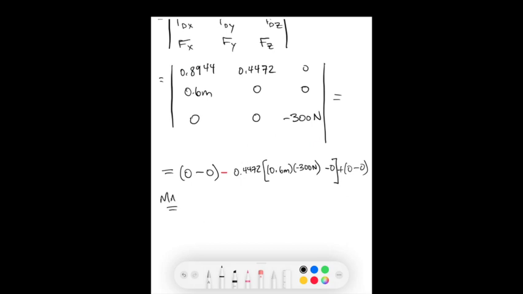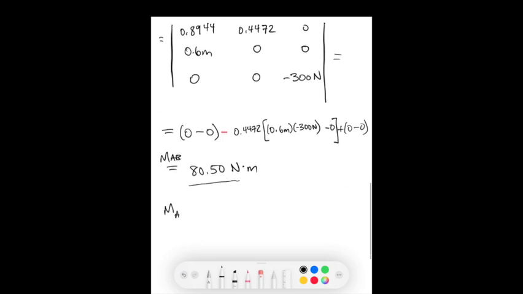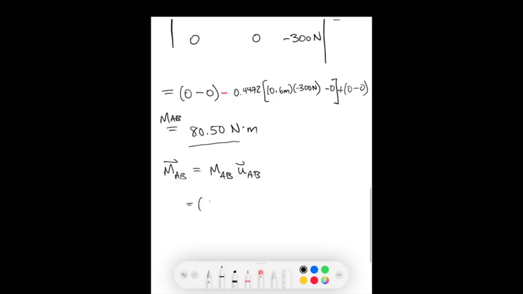So when we plug these values in, we find that the magnitude of the moment AB is equal to 80.50 newton meters. And last thing, if we want to put this into vector format, we show that we take that magnitude and we direct it along that unit vector in AB. So it's equal to that magnitude times the unit vector, 0.9.